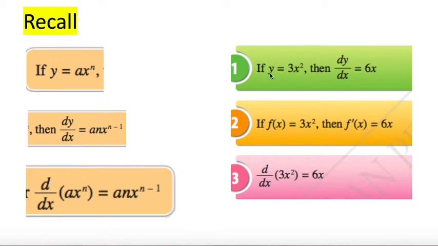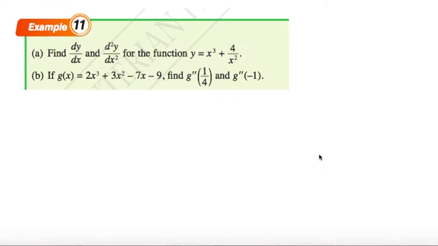For example, given y equals 3x squared, if you differentiate, 3 times 2 is 6, and then x, 2 power 1 becomes 1. Next, Example 11. Find dy/dx and d²y/dx². For this function, let's see. Number A: y equals x power 3 plus 4x power negative 2. We move the power to the front, which becomes negative, easier for us to do the differentiation.